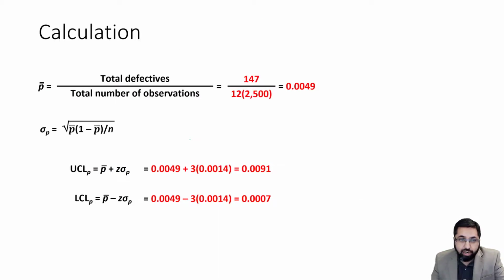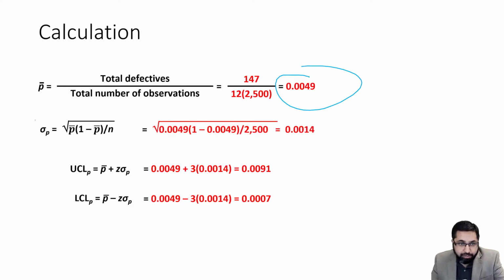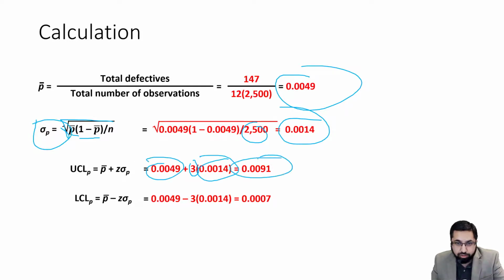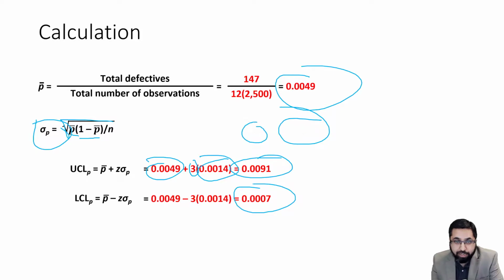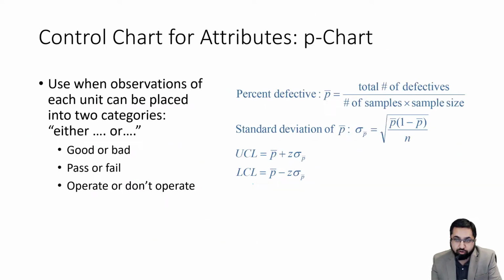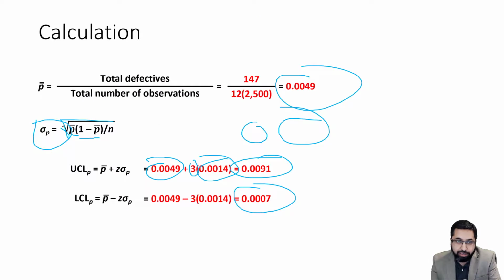You can see that our P bar is 0.0049. Our sigma P bar is the square root of P bar times 1 minus P bar over n, where n is 2,500, and we get 0.0014. Now we can make a 3 sigma control chart. Z equals 3, sigma P bar goes here, and P bar goes here, and we get 0.0091 and 0.0007 as our upper and lower control limits. I recommend you try to solve this on your own using the formulas here and compare your answer.